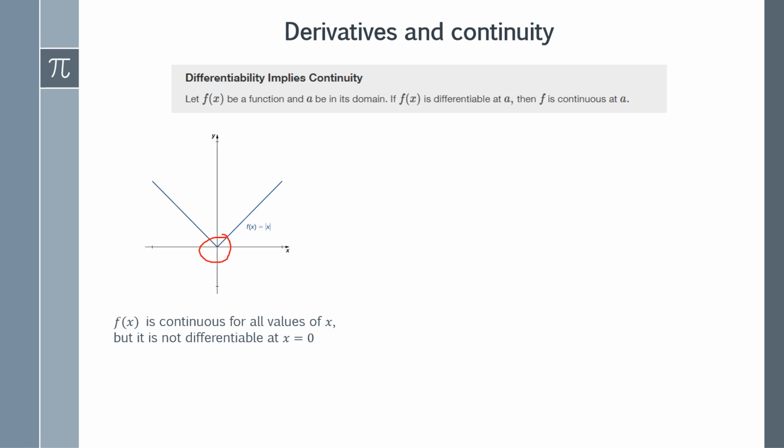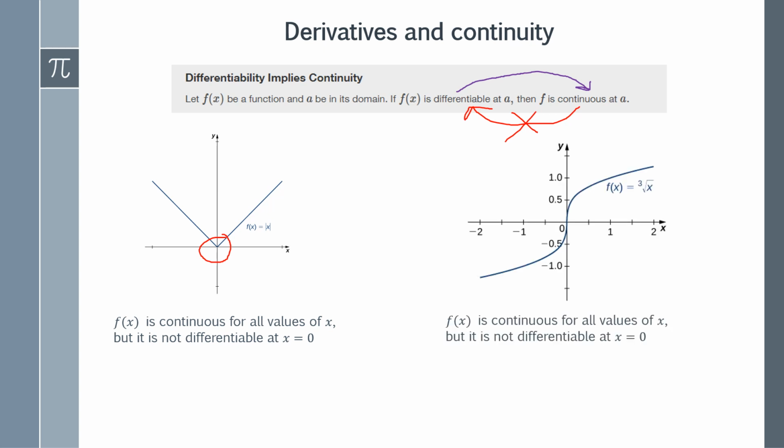So notice what this statement is saying. If it is differentiable, then it implies continuity, but it does not imply the other way around. So this one I'm going to cross over. Okay. And here's your first example that says that's not true. If the function is continuous at a point, that does not mean it's also differentiable. Okay, let's take a look at another example. So here I have another function. f of x is the cubic root of x.